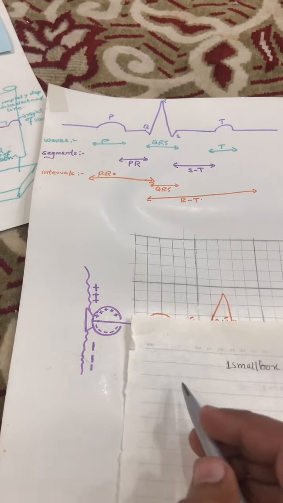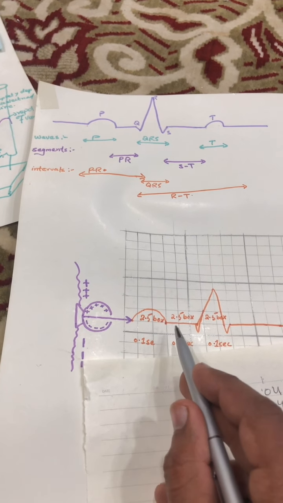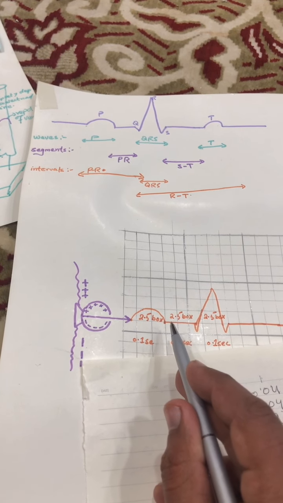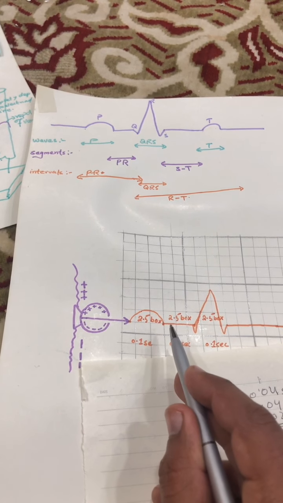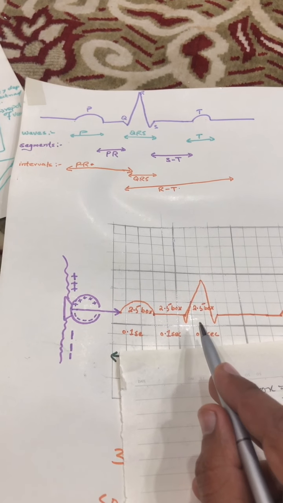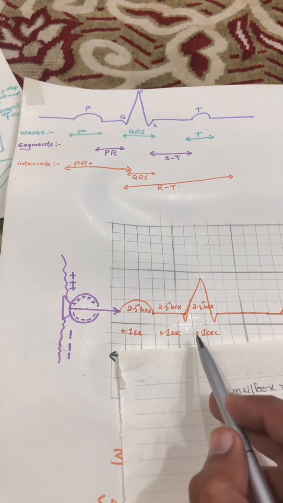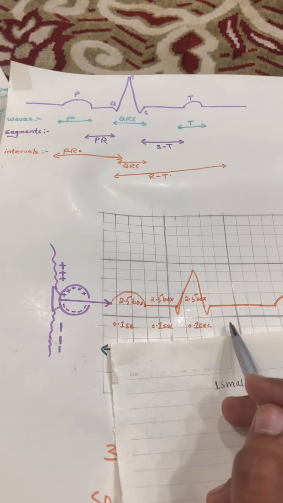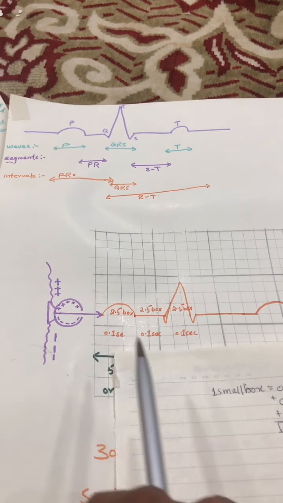Now let's see, 2.5 small boxes or 0.1 second. The same is the case here. When you convert 2.5 small boxes into time, one small box is equal to 0.04, so 2.5 will be equal to 0.1 second again. The same is the case with the QRS complex. 2.5 small boxes equal 0.1 second, and so on. But going forward, it's not important, you just need to remember these things.